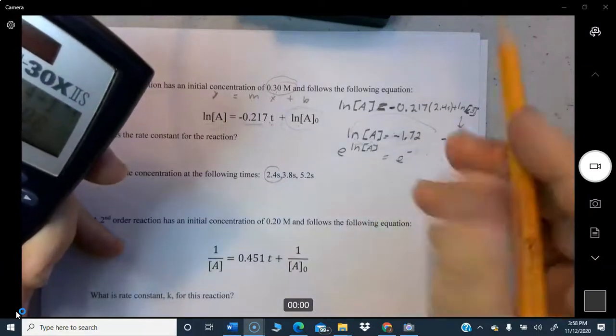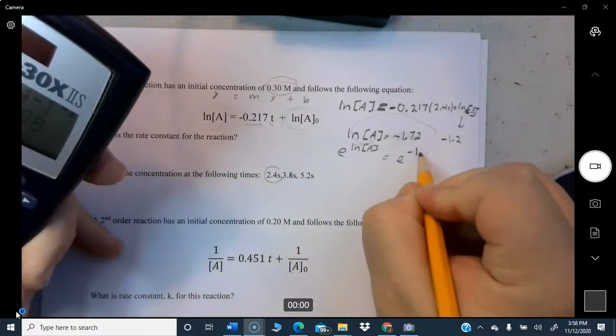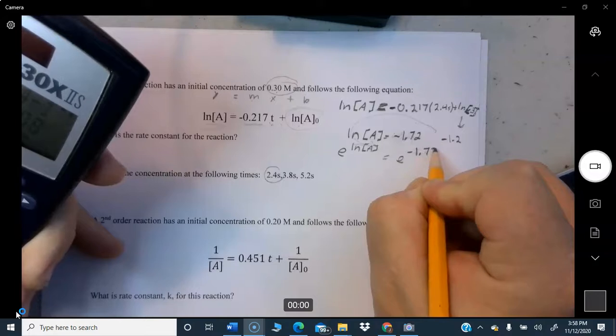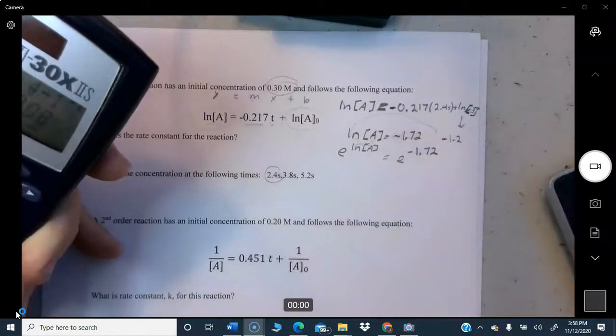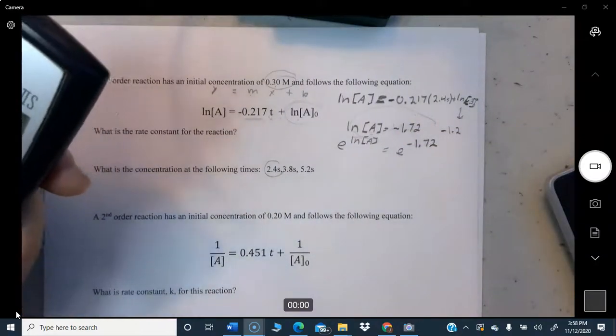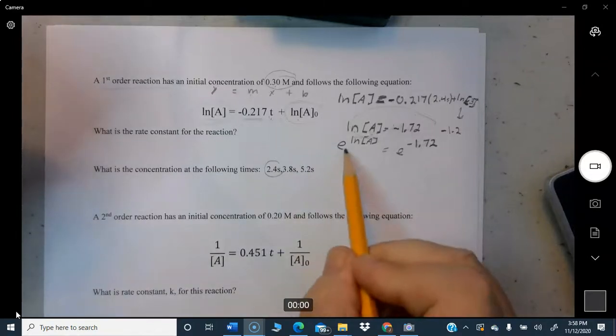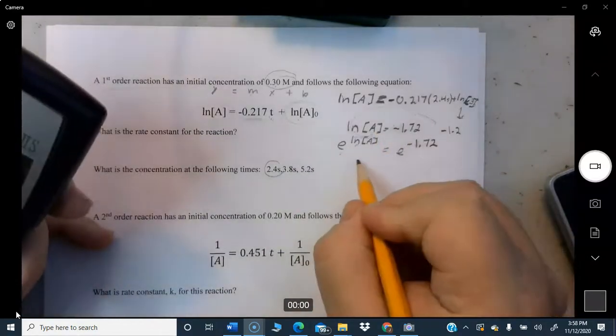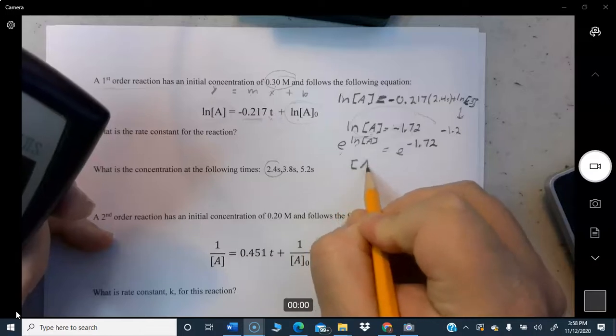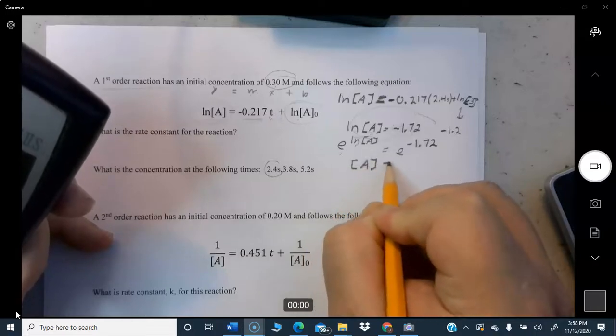Again, one good habit is to always try to check your work as you go along, not just wait till the very end, because you can do a whole page of calculations and realize you made a mistake up at the top and you've got to throw it away. So what does this do? These two are inverses of each other, so what we end up with is simply the concentration of A. That's what we want to know.